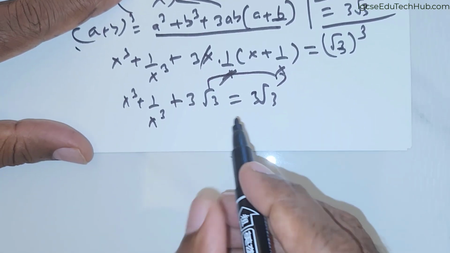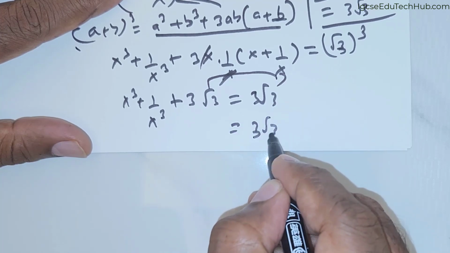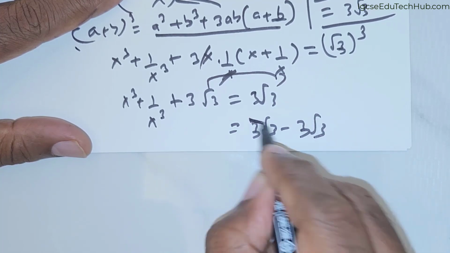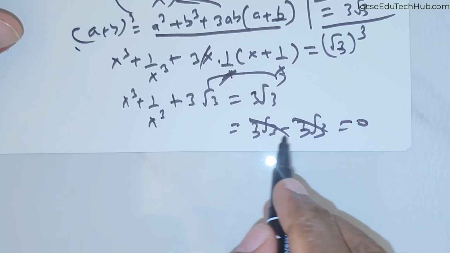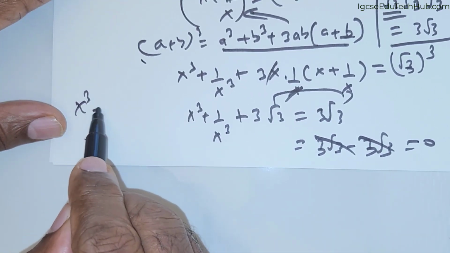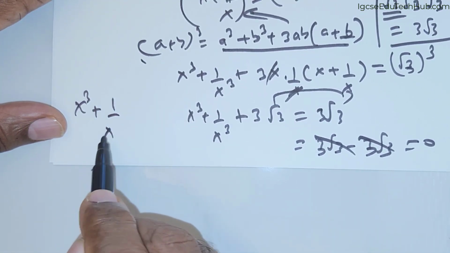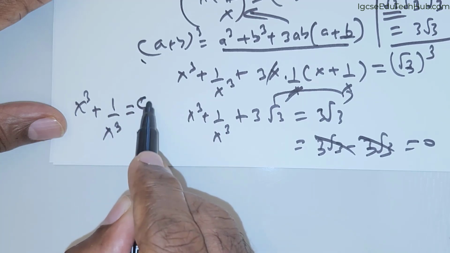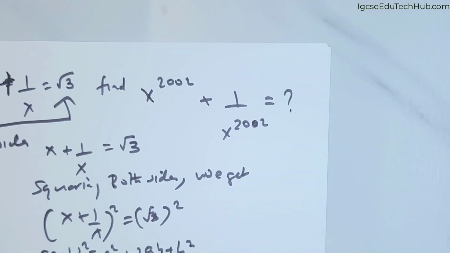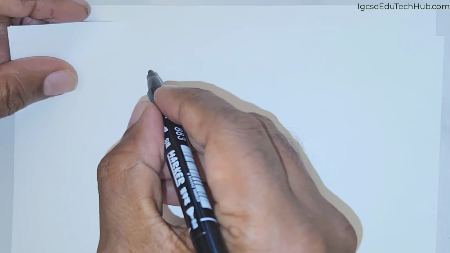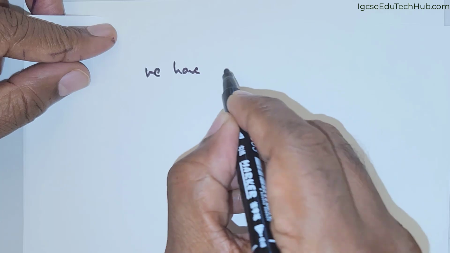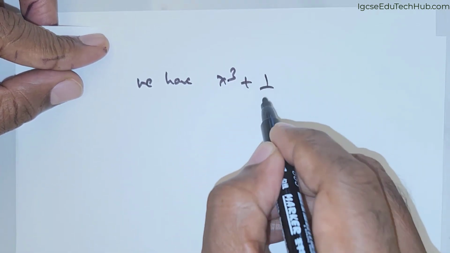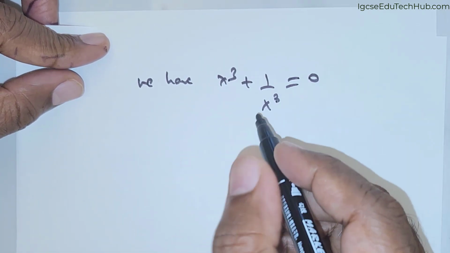Now I'm going to bring this to the other side. So I have 3 times root of 3 minus 3 times root of 3. These two get cancelled, giving me 0. So I have a clean system here: x^3 + 1/x^3 is equal to 0. Now let me move to the next step. So we have x^3 + 1/x^3 is equal to 0.